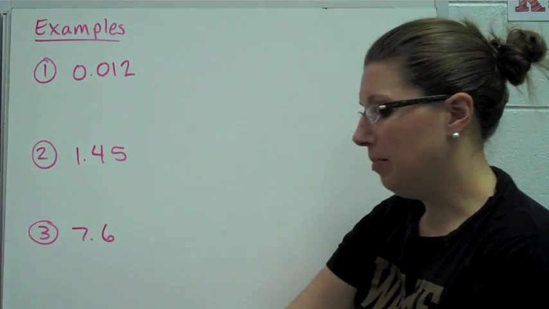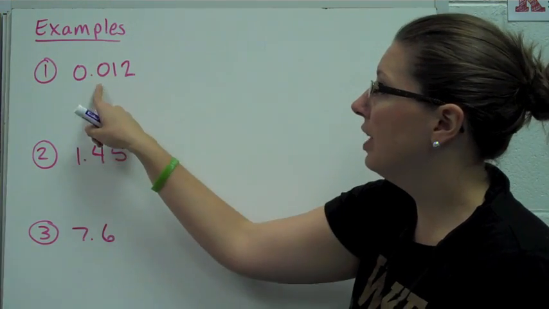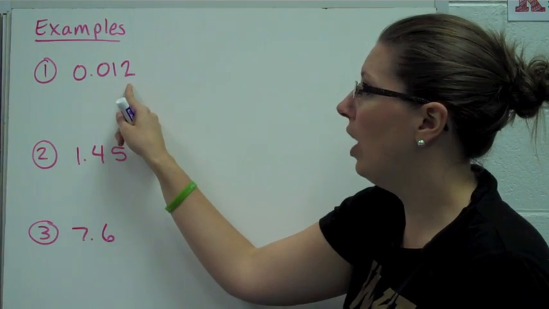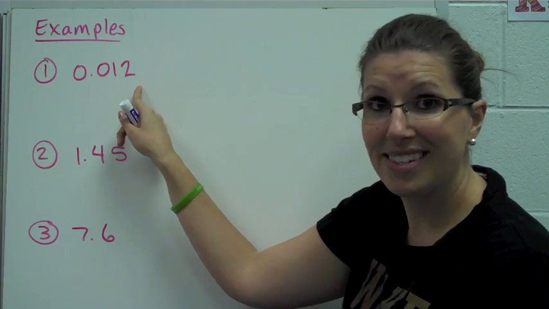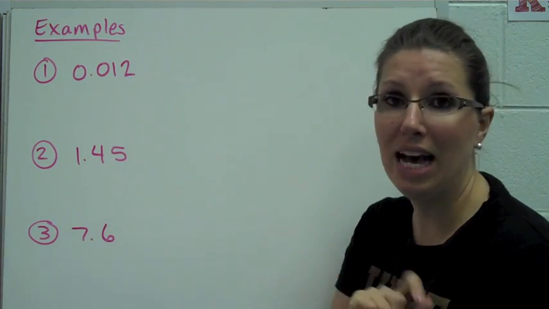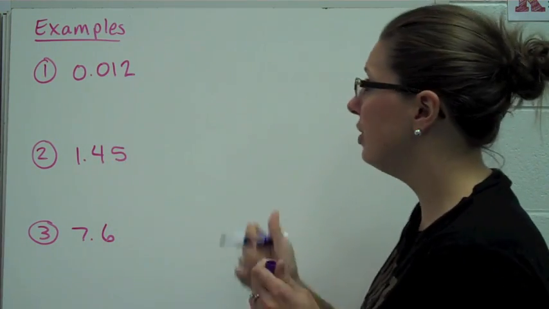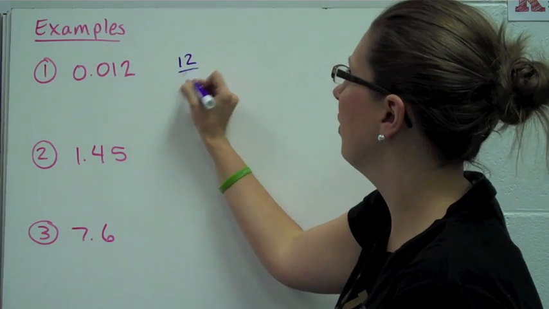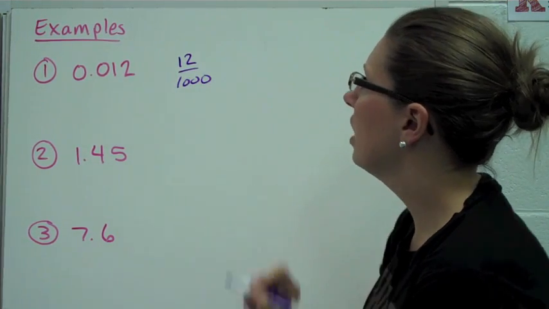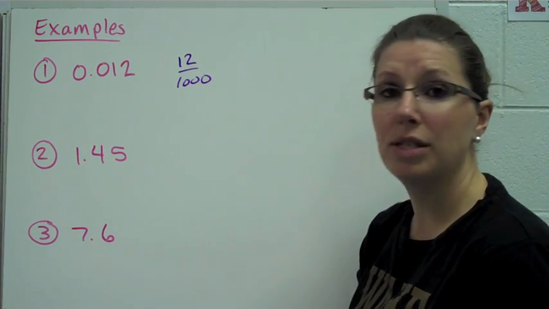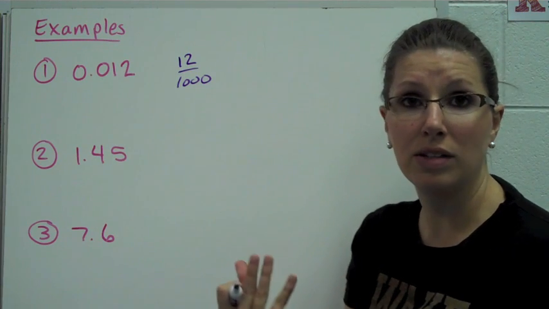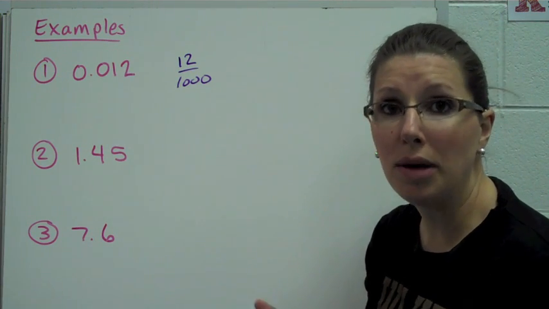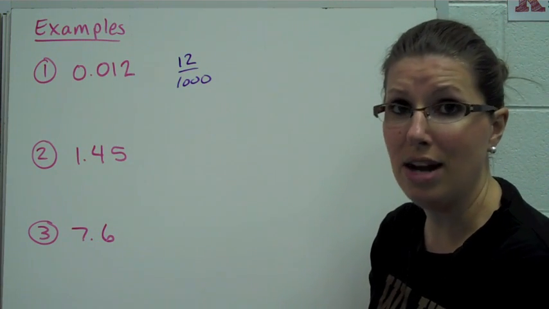So let's do some examples. This number, the way you read it, is 12 thousandths because the 2 is in the thousandths place. So we just write that 12 over 1,000. And then I have to think to myself, what number goes into both 12 and 1,000? They're both even, so I know 2 goes into both the numerator and the denominator.